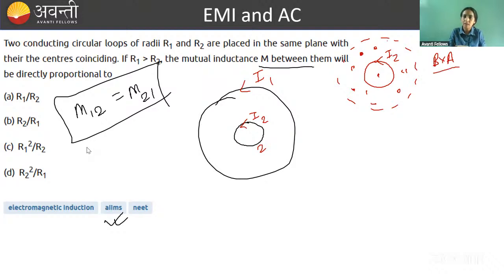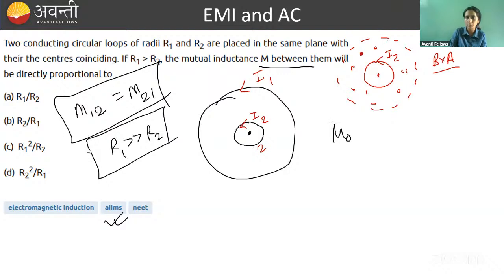But if we calculate flux through the smaller coil because of the larger one, then there is one advantage, and that advantage we can take only if R1 is very much greater than R2. If R1 is far, far greater than R2, then whatever magnetic field is at the center because of coil 1, which is equal to mu naught I1 by 2R1, is the magnetic field at center because of coil 1. So we can assume that magnetic field at center is the same at this point, this point, and throughout.